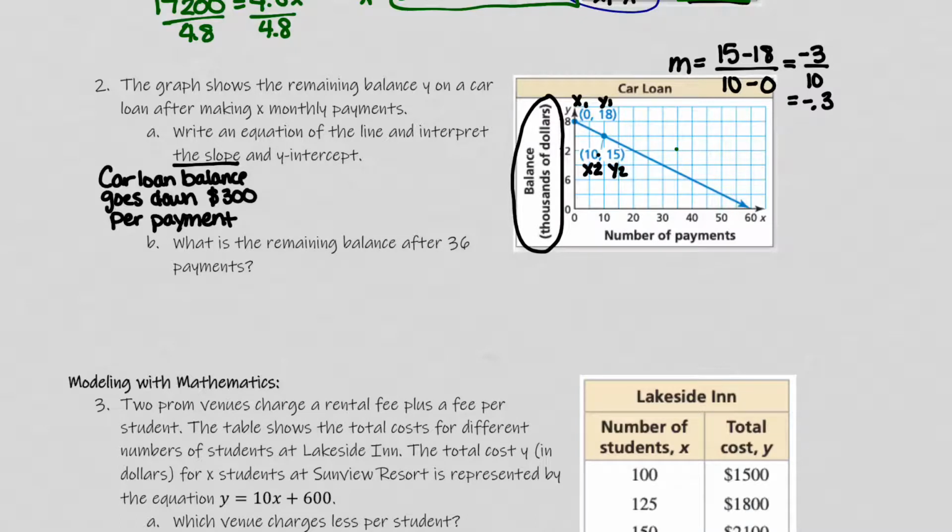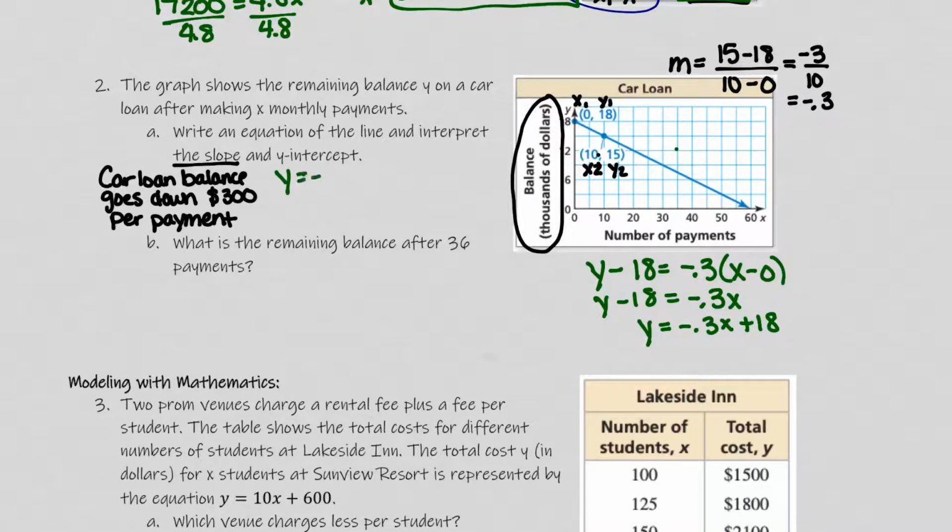Now we need to find our equation. It is y minus y1 equals the slope times x minus x1. So y minus 18 equals -0.3x. So y is going to equal -0.3x plus 18. Okay, so there's my equation. That's something you wanted here. Write an equation, we just did that. And it wants us to also interpret the y-intercept.